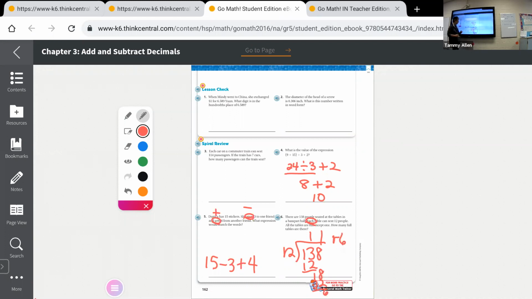We want to know how many full tables there are. How many tables are full, Eduardo? 11 tables are full. How many tables would we need to seat everyone? 12. How many people are at the table that is not full? 6. Questions? Anybody?